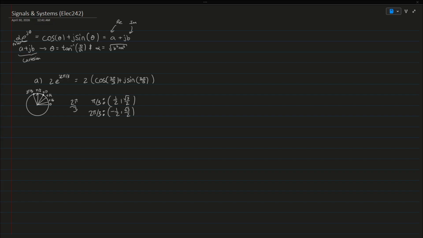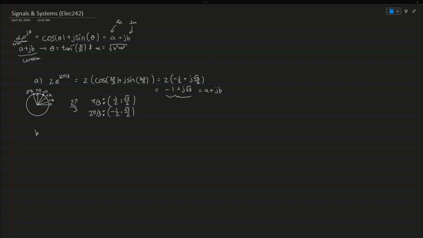So this is equal to 2 times -1 over 2 plus j root 3 over 2. When we multiply by 2, we get -1 plus j root 3. And there you go. This is equal to a plus jb. We have the real part and the imaginary part. Let's do one more example.